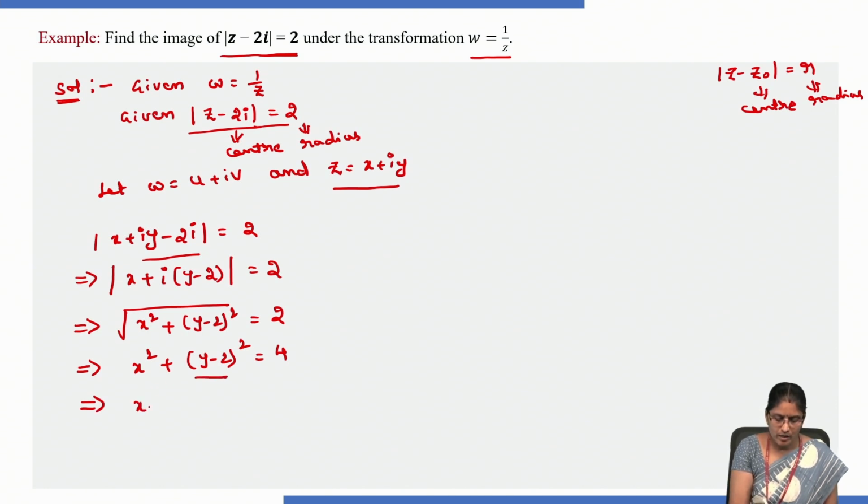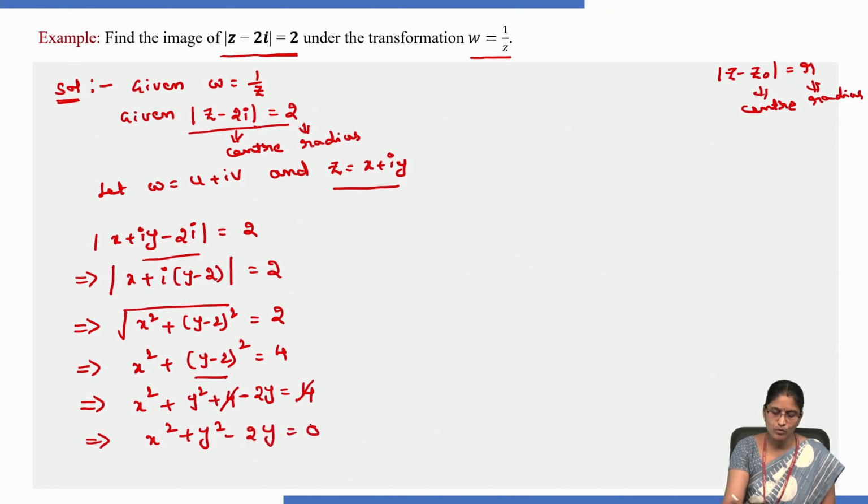Expand this one. X square plus Y square plus 4 minus 4y is equal to 4. On the left hand side 4 is there and on the right hand side 4 is there. Cancel these two. X square plus Y square minus 2y is equal to 0. This represents a circle equation.